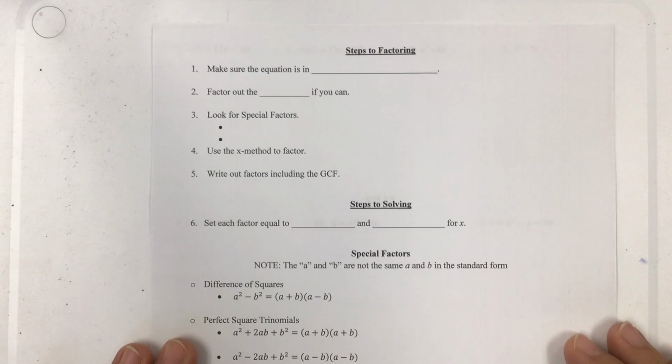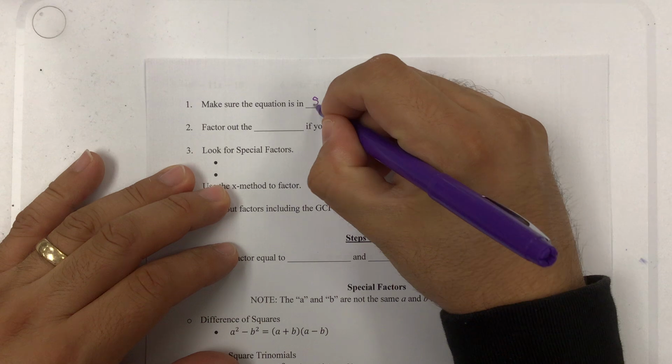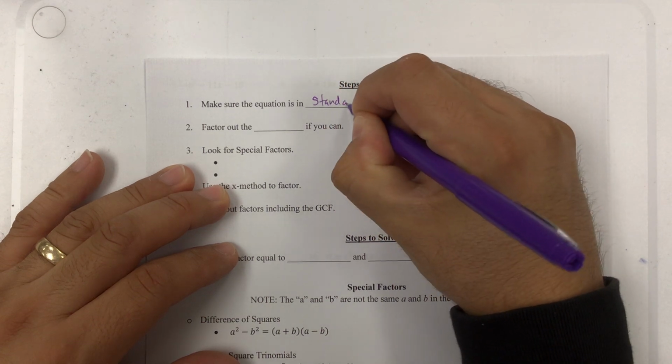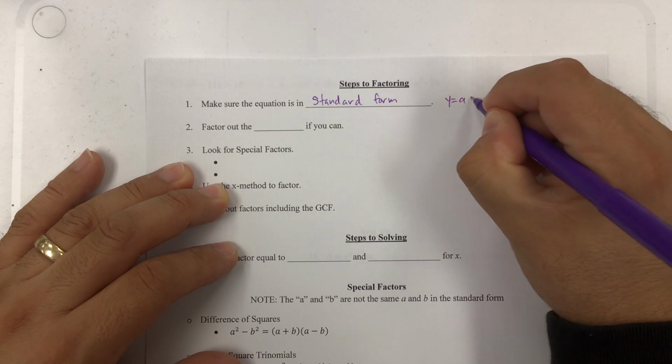All right, for the next thing, these are gonna be the steps to factoring, and then we'll talk about how to solve after we do the factoring part. So first off, you wanna make sure that each equation is in standard form. So ax squared plus bx plus c. So let's write that there.